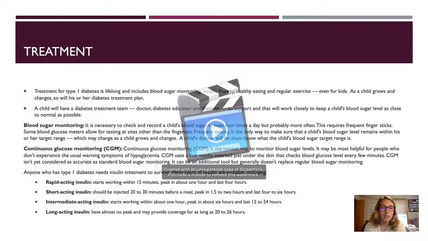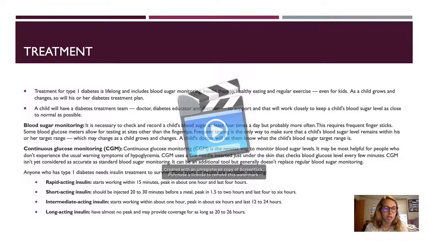Continuous glucose monitoring is different, and it's the newest way to monitor blood sugar levels. It can be most helpful for people who don't experience the usual warning symptoms of hypoglycemia, which is the scientific word for low blood sugar. Continuous glucose monitoring uses a fine needle inserted just under the skin that checks the blood glucose level every few minutes. It isn't yet considered as accurate as the standard blood sugar monitoring I just mentioned, so it can be an additional tool, but generally won't replace regular blood sugar monitoring.